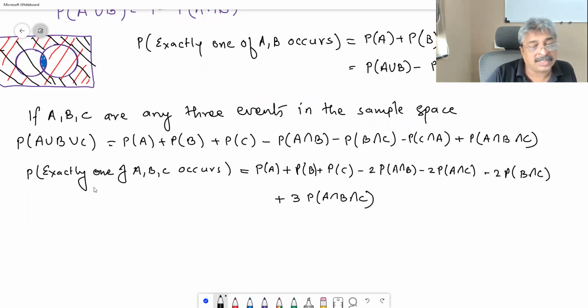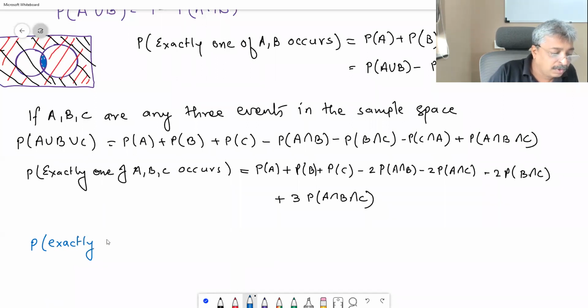Okay, that is exactly one of A, B, C occurs. Why this factor? Because you have unnecessarily removed it thrice, so we should add it. You can check by drawing your Venn diagram, and this is going to be the correct answer. Next, probability of exactly 2 of A, B, C occurs.